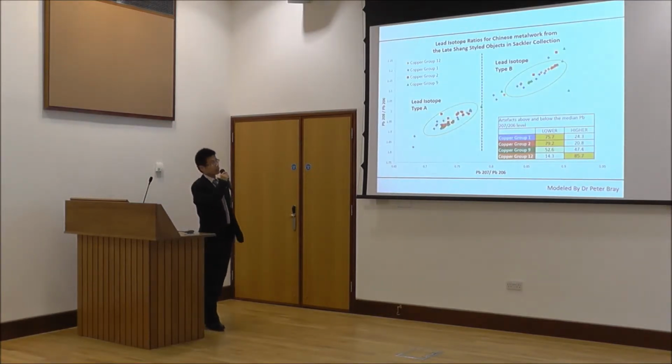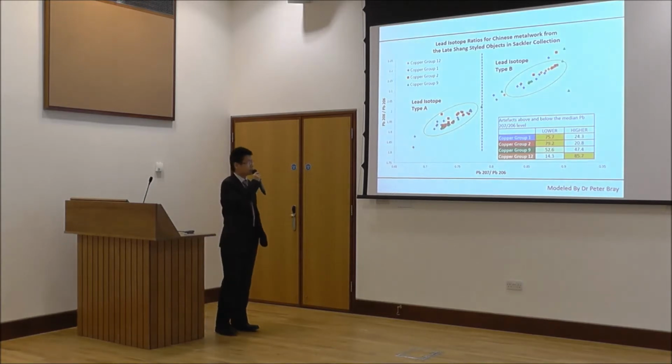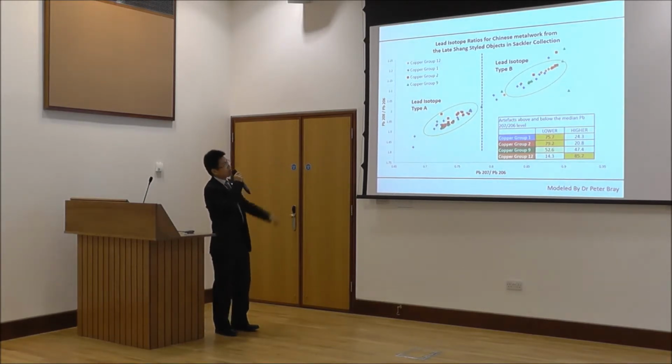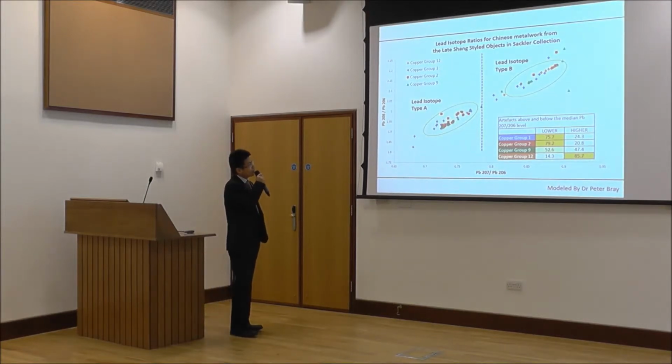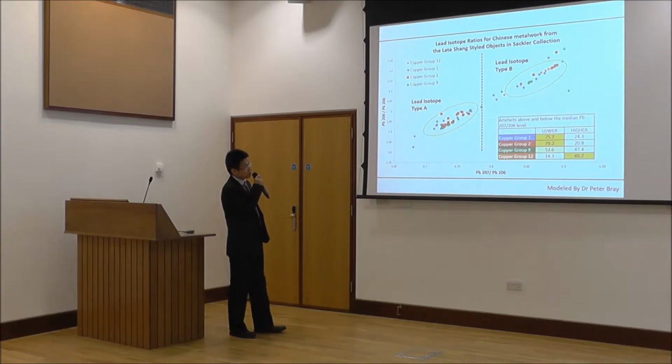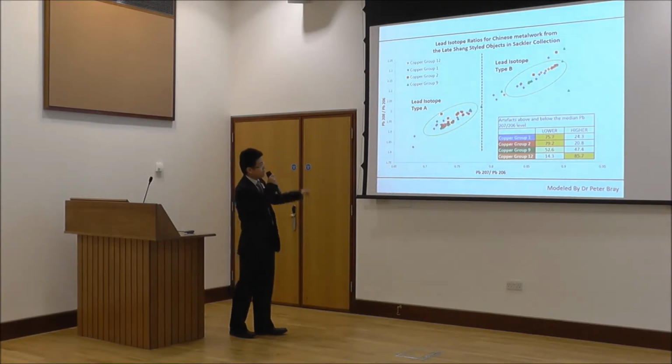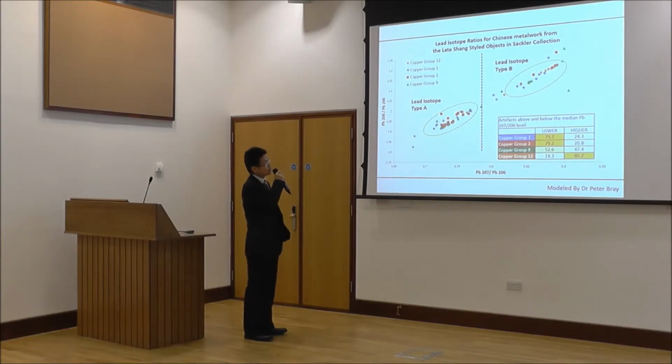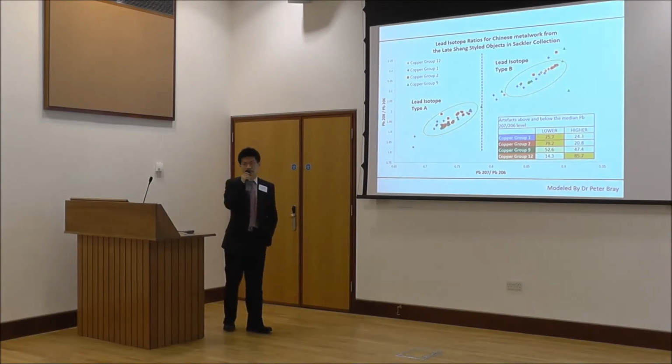Here is the starting point of my research. All the plots are from Central Plain objects. As you can see very easily, simply by plotting the lead isotope against our new copper groups, a very interesting pattern occurs. Group 1 and Group 2 are particularly associated with lead isotope A, and Group 12 is particularly associated with lead isotope B. What does this pattern mean?